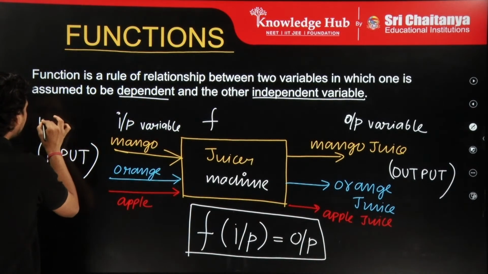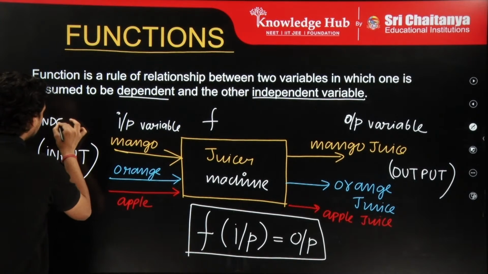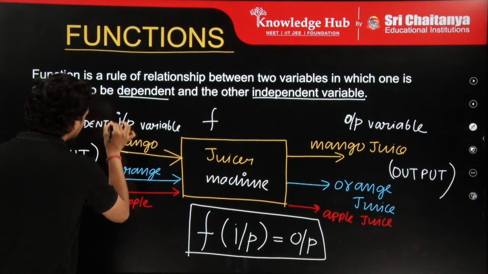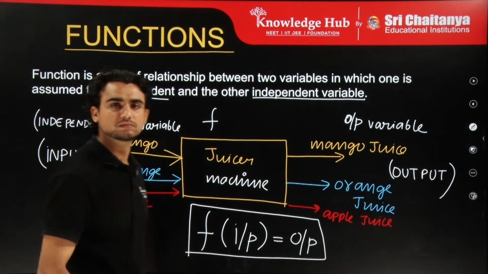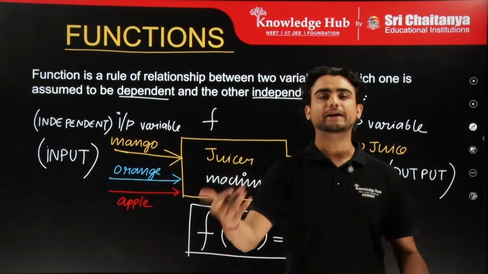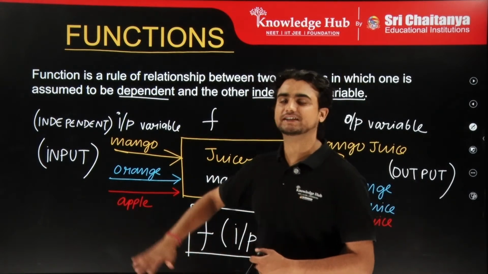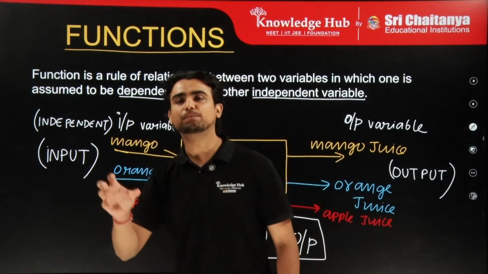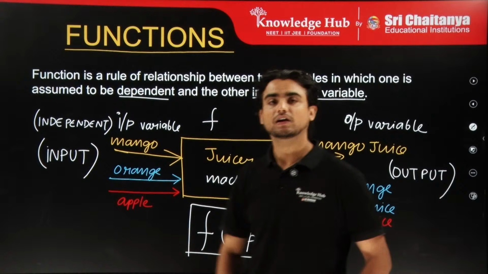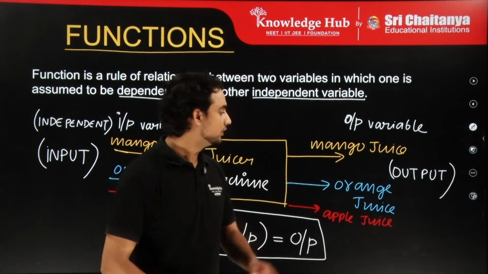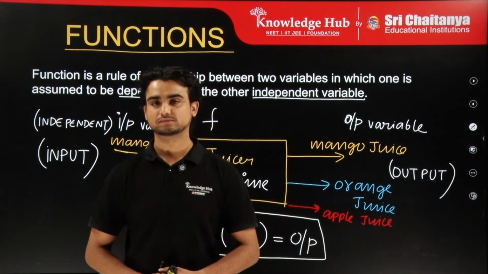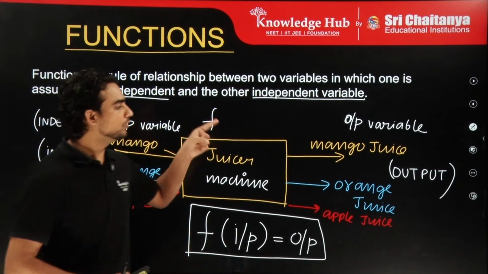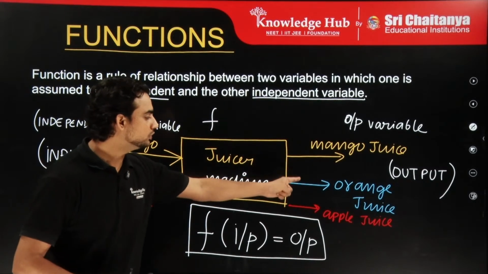It is my independent variable. This is my independent variable. Okay, so input is always independent. Now, let's suppose I have fixed that I will take a mango. Now, once I put this mango inside this machine, I am 100% sure that I will get a mango juice, right? If I put a mango inside, I will only get mango juice. I cannot get orange or apple juice.